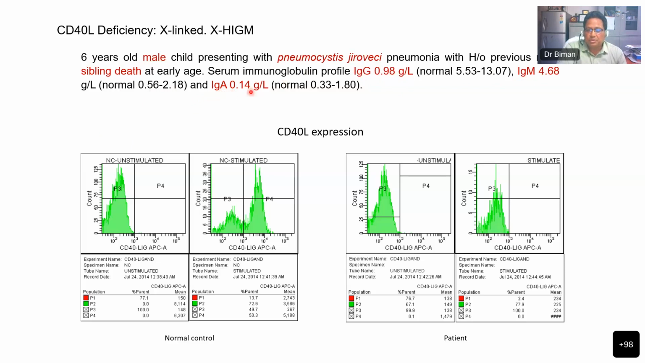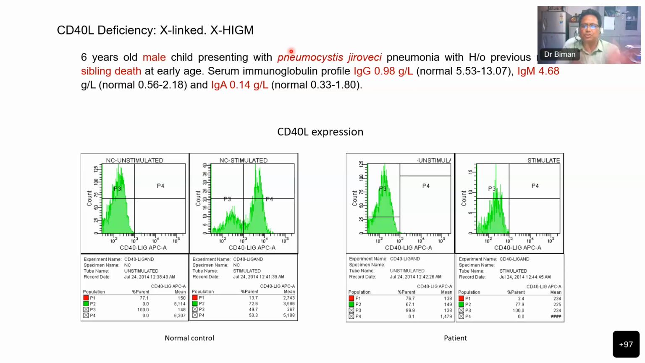So in a scenario where IgM is either normal or high, in a setting suggestive of a combined immunodeficiency, you should think of CD40 ligand deficiency. I'll come to it in a little bit. This interaction between CD40 ligand, which is expressed by the T cells, and the CD40, which is expressed by the B cells, is very important for class switch. Normally, a B cell is IgM producing. Later on, after antigen exposure and CD40 ligand interaction, the B cell switches to produce IgG and IgA.